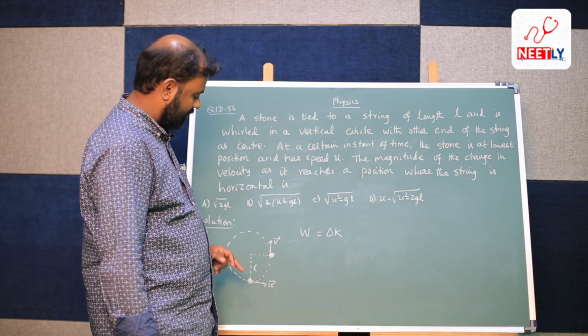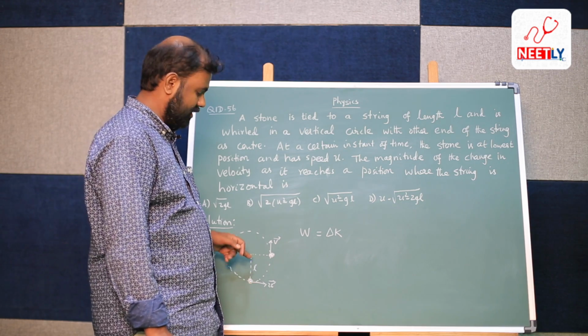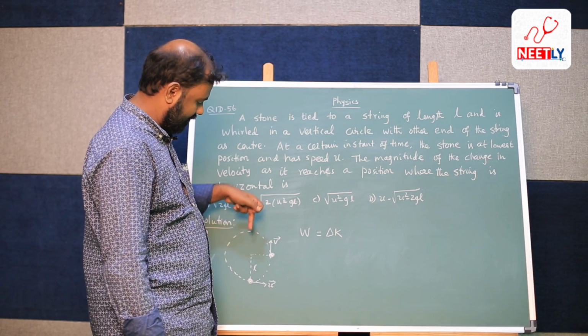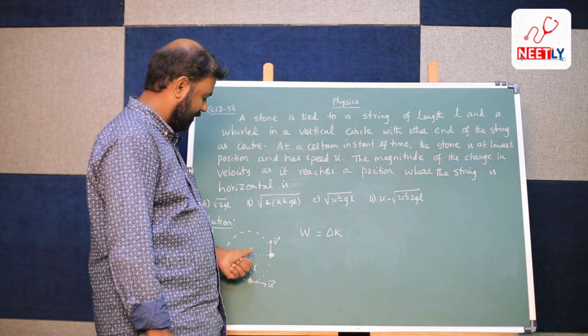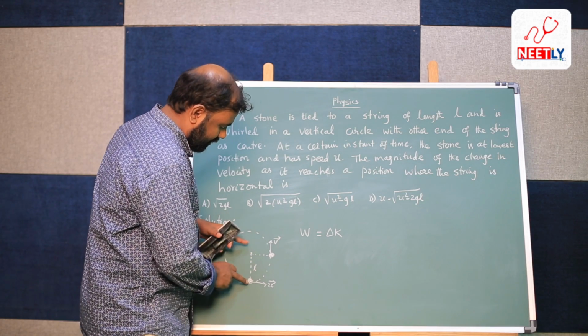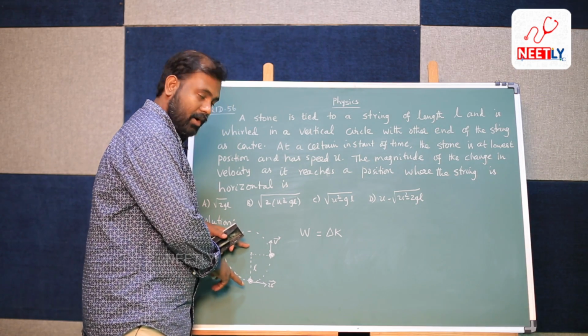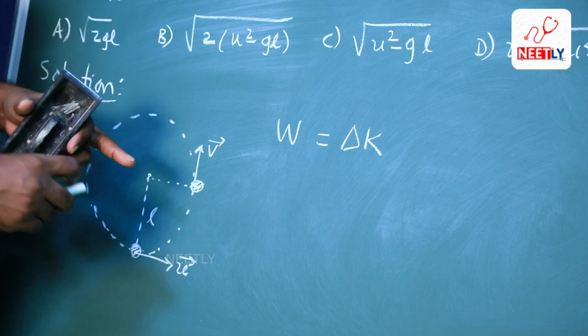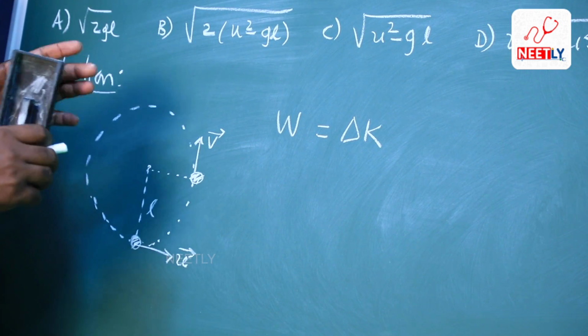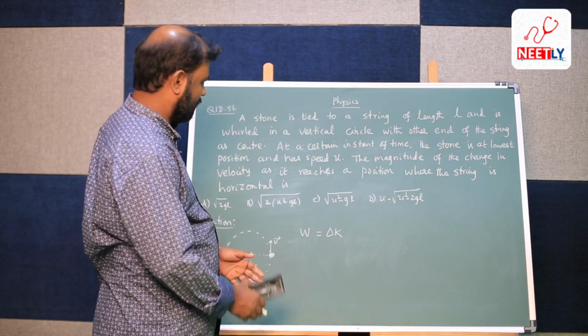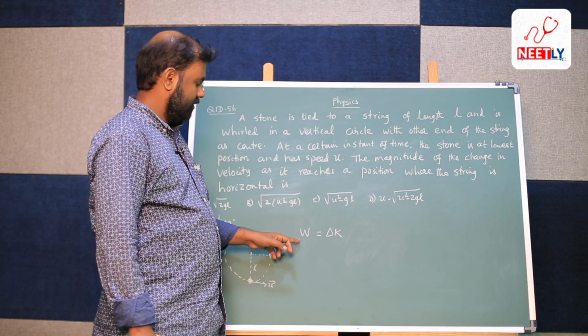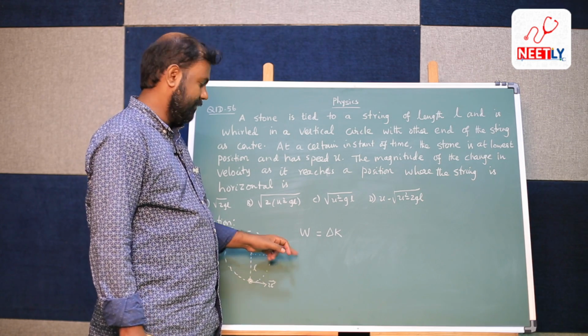Here, who is doing work? Of course, there is a tension force and there is gravity, but tension is always acting towards the center point, and at all points the particle is moving perpendicular to the tension force. Tension will not do any work, only gravity is going to do the work. So, the work done by gravity is calculated as follows.